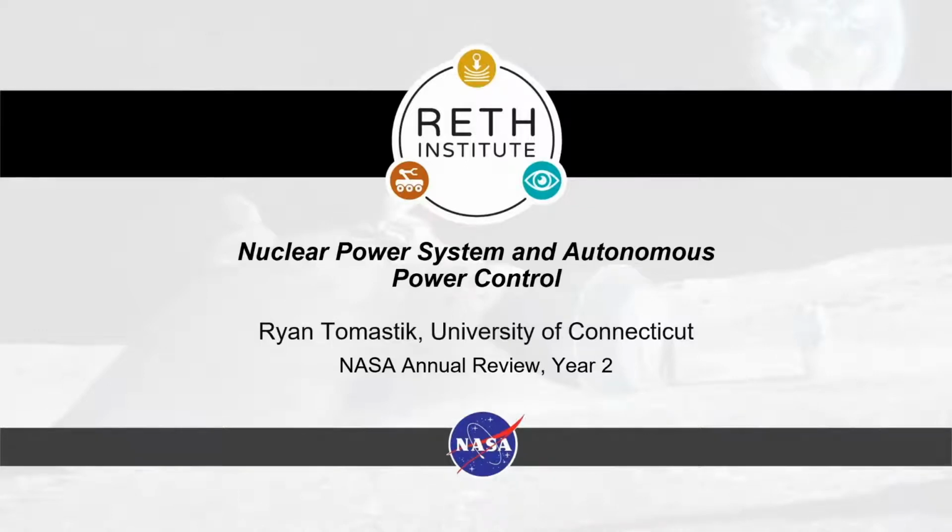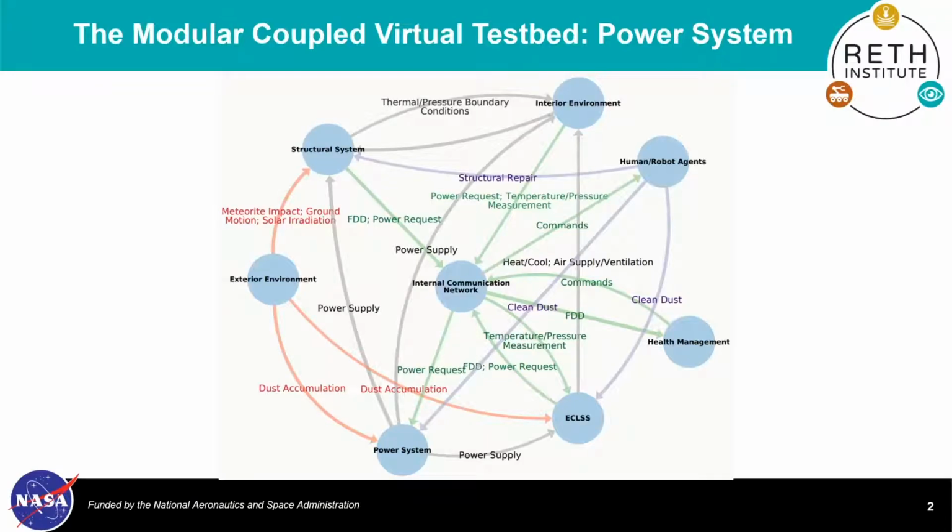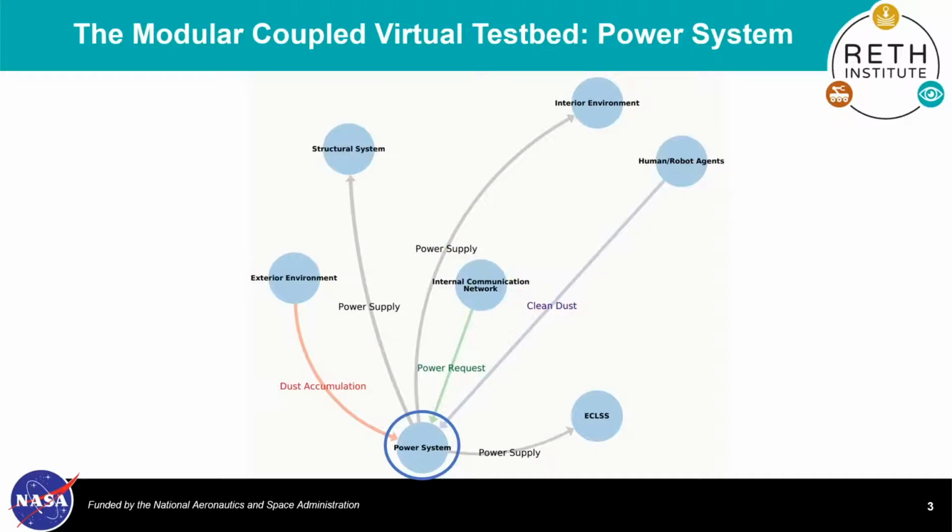I'm Ryan Tomastik from the University of Connecticut, and I'll be talking about the nuclear power system and its autonomous power control. The overall MCVT diagram is shown here, with the power system located here connected to the following subsystems. Depending on the power request received by the internal communication network, the power distribution system will send available power generated to ECLSS, structural, and interior environment systems.